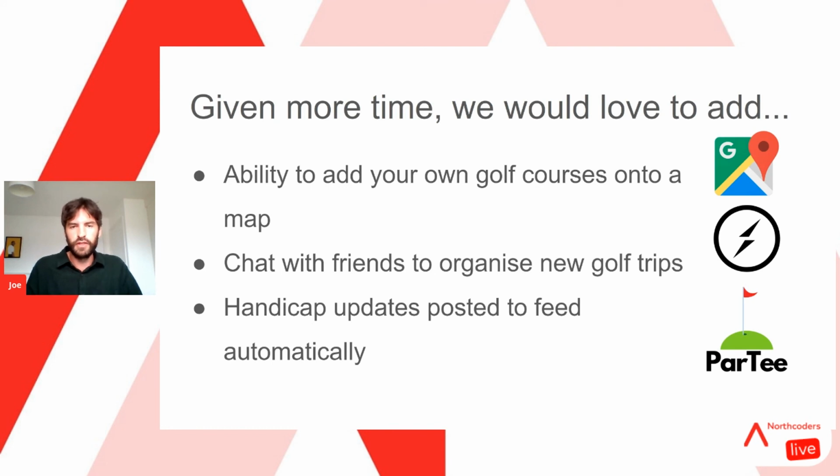So a few features that we would have liked to add on. We would have liked to add the ability to add your own golf courses onto the map using Google Maps. Also, we would have liked to use Socket.io to incorporate a chat feature where the friends could speak together, comment on each other's rounds, handicaps, that sort of thing. And also, we would have liked to include handicap updates posted to the feed automatically. It would have been nice to get that in, but we didn't manage to.